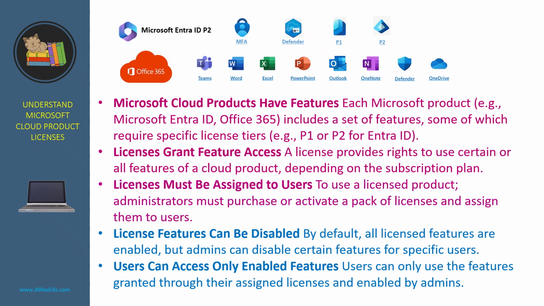To use a licensed product, administrators must purchase or activate a pack of licenses and assign them to users. By default, all license features are enabled, but admins can disable certain features for specific users. Users can only use the features granted through their assigned licenses and enabled by admins.